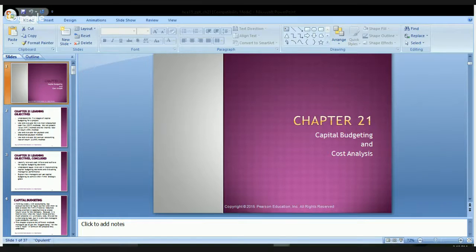We have four budgeting methods to discuss. The first one is the net present value. The second one is the internal rate of return. The third one is the payback period. And the fourth one is accrual accounting rate of return. Methods 1 and 2, the NPV and the IRR, are discounted cash flow methods.